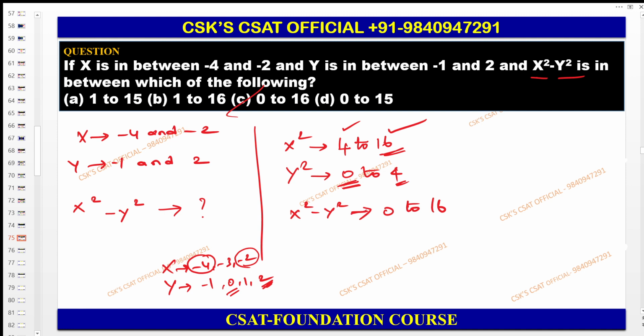Suppose if you are taking x square as 4, y square as 4, then x square minus y square is equal to 0. When you are taking x square as 16, y square as 0, then 16 minus 0 will become 16. So therefore it lies between 0 to 16. Clear? Yes, sir. Okay. So last question of this day.